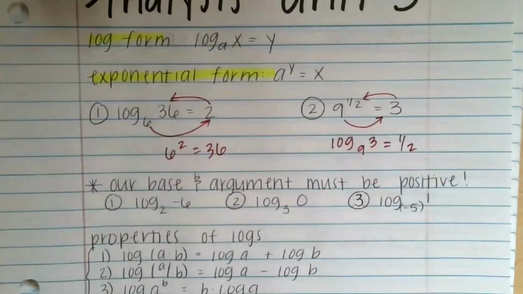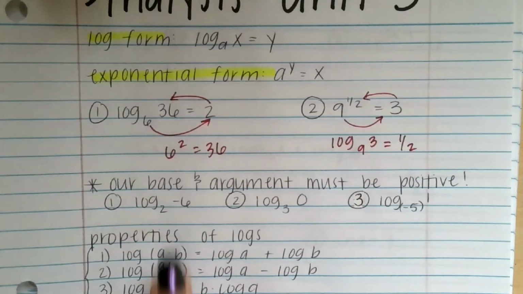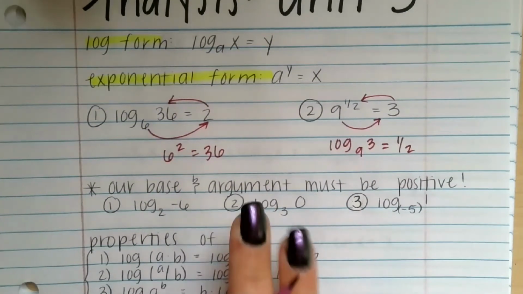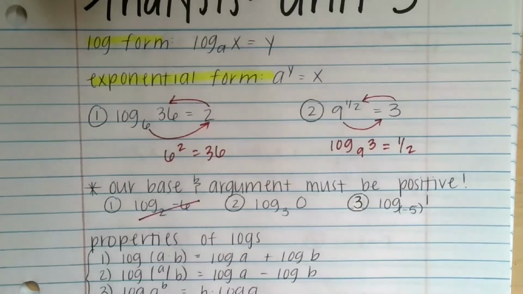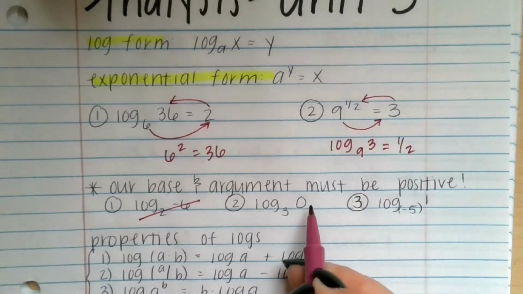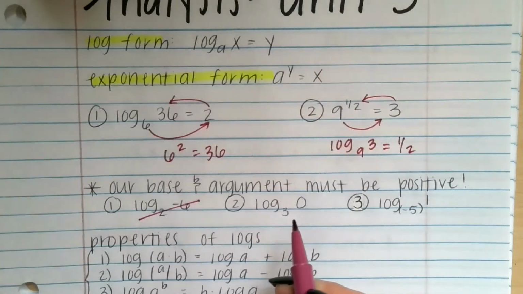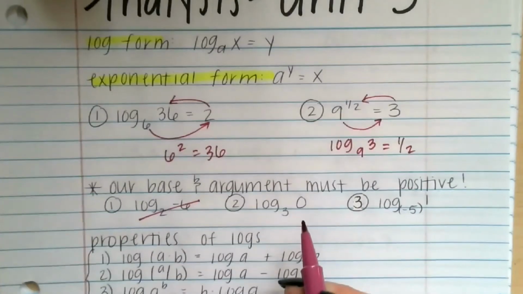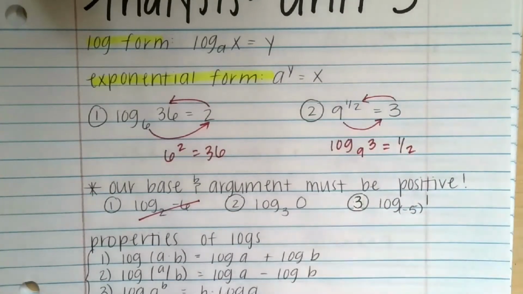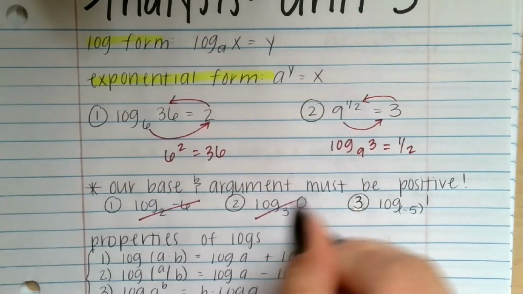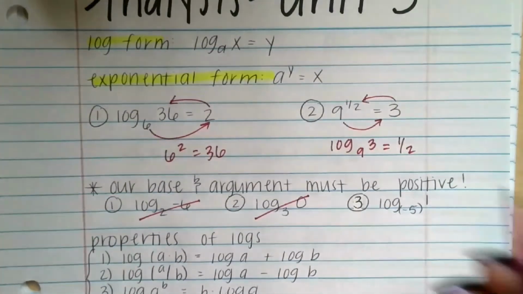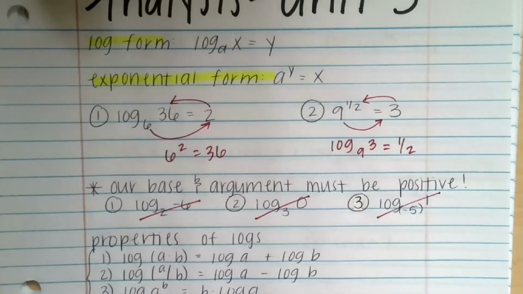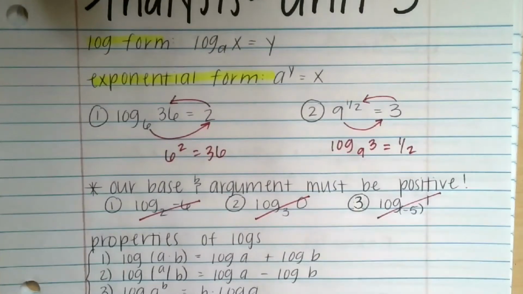The biggest thing to stress is that our base and our argument have to be positive, okay? So this doesn't work, okay? We can't take the log of 0 because if you remember the graphs, there's actually a vertical asymptote at 0, so they never cross. So that doesn't work. And our base, just like this, we can't have that be negative. So those three things we cannot have.